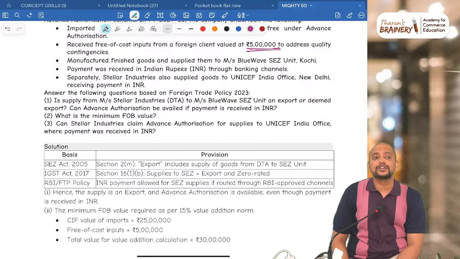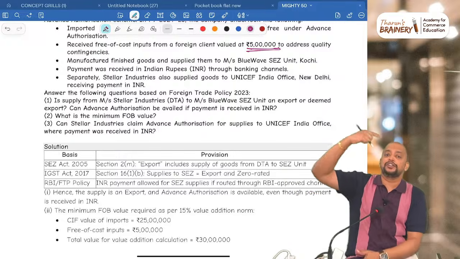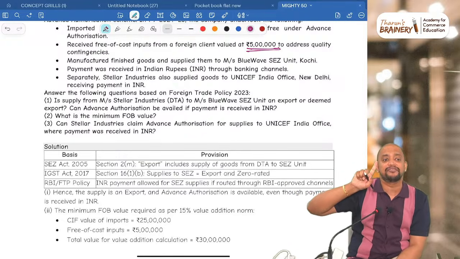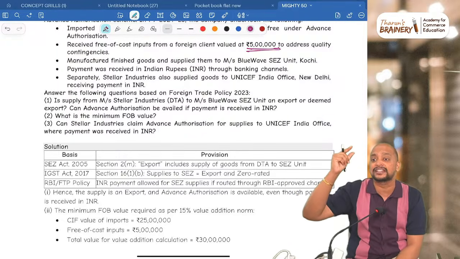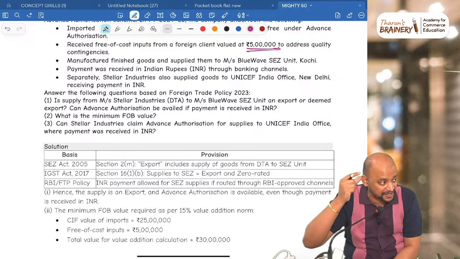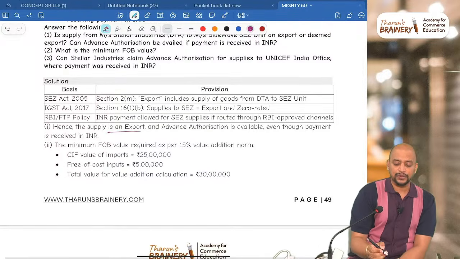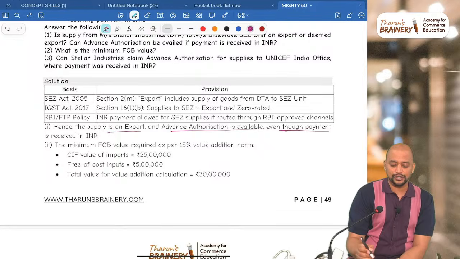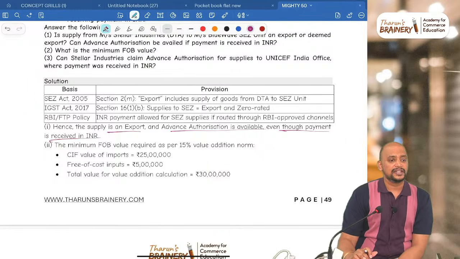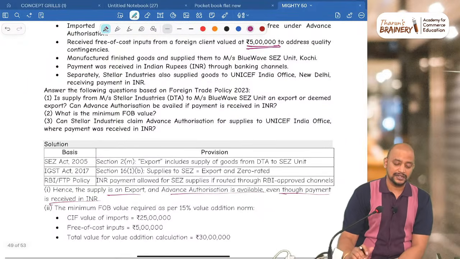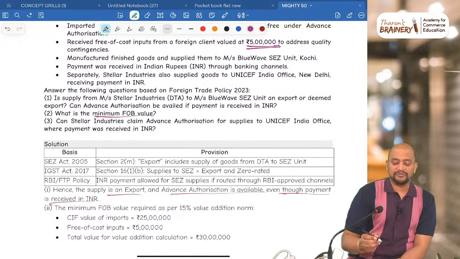When it is in Indian rupees, what should we do? We also discussed this point. We should convert back into foreign currency as on April 1st of the current financial year for determining the star status. Do you remember? There we have seen. So see the answer. The supply is an export and advance authorization is available even though payment is received in INR. Next.